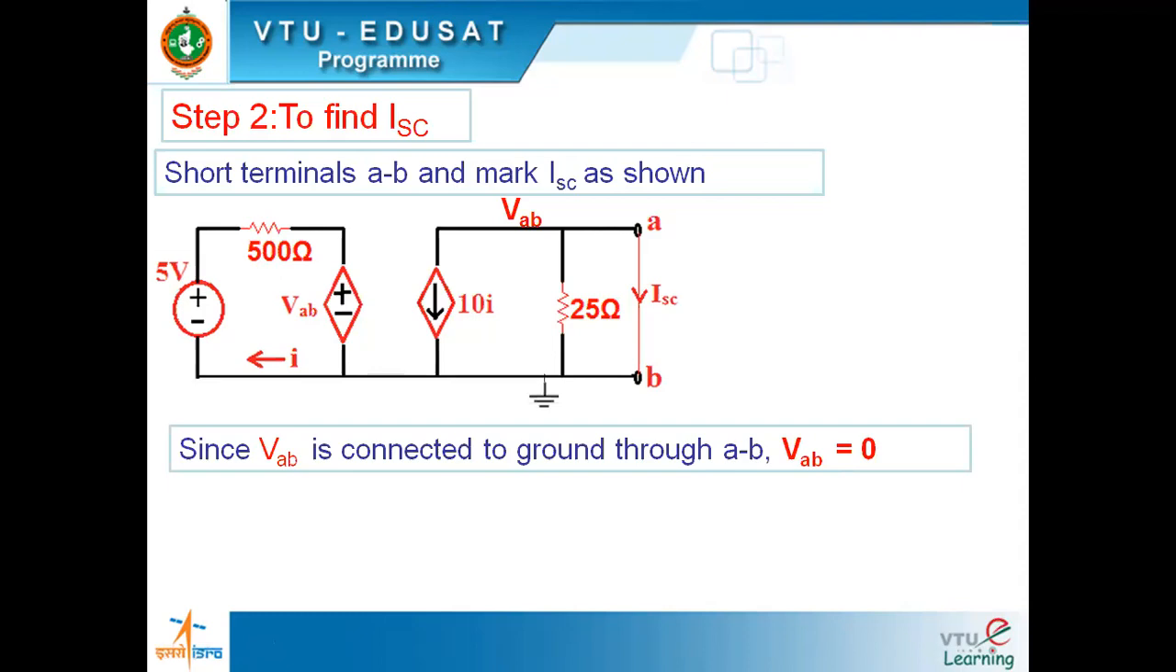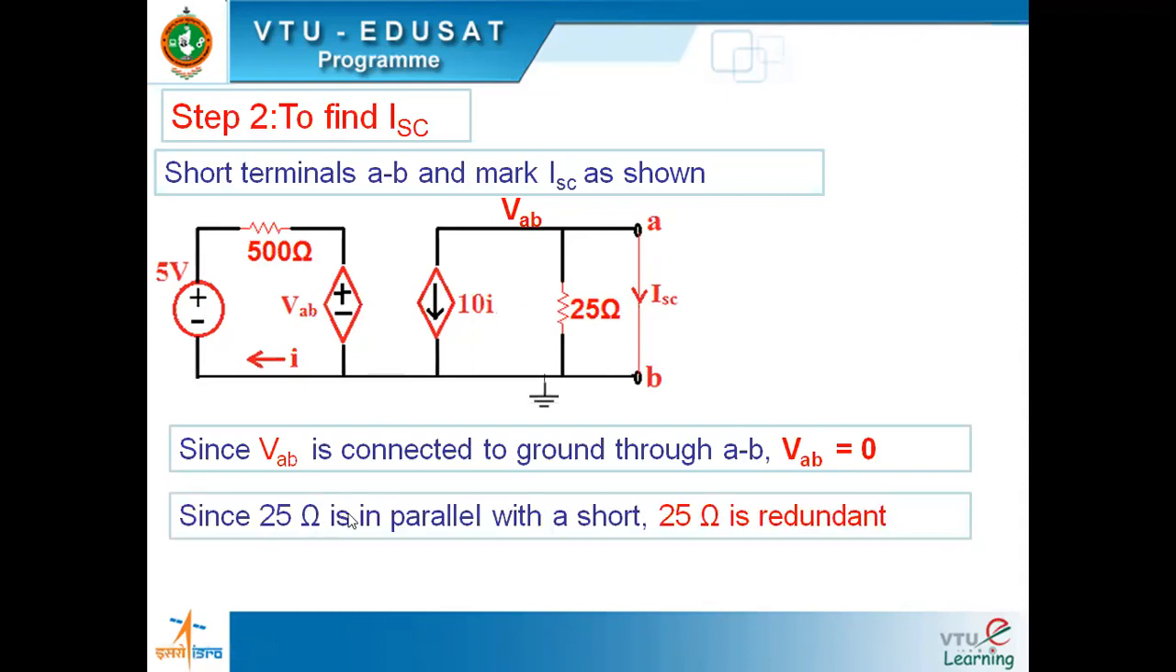Is that understood, everybody? VAB is 0 when you short A and B, because you are shorting A to ground. So the voltage at A has to be 0. So VAB is 0. Fine. Now again, let's deal with this left hand side part and right hand side part.